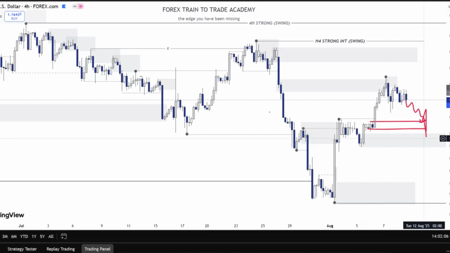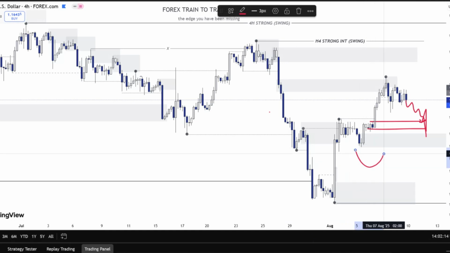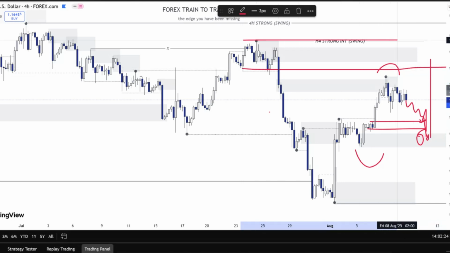There is a chance, because this one now is the last internal structure on the 4-hour time frame here. This is our last internal strong low and this is our last internal weak high. So once you take it, it's now going to tap here, then use that inducement to push back into this daily supply level.